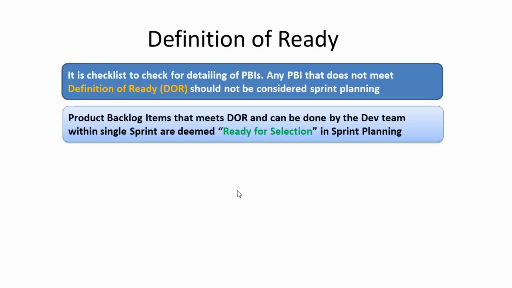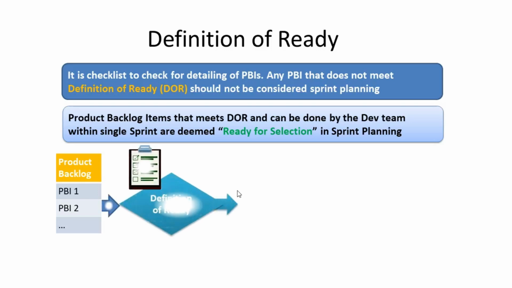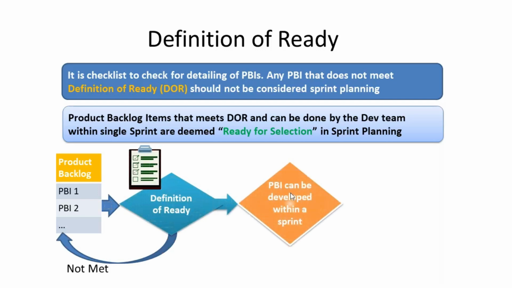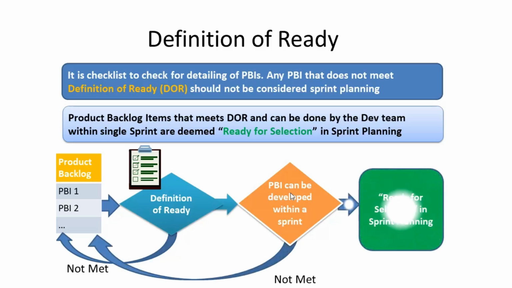Let us understand this better with the help of a flowchart. Starting with the product backlog. Here the product backlog items which are to be checked for detailing and completeness are reviewed against the definition of ready checklist. Only the items that pass through definition of ready evaluation criteria and can be done within a single sprint will be deemed as ready for selection. If the items do not meet the criteria, then they should be refined, as it could lead to incomplete understanding of the requirements and delivering low quality products to end users.